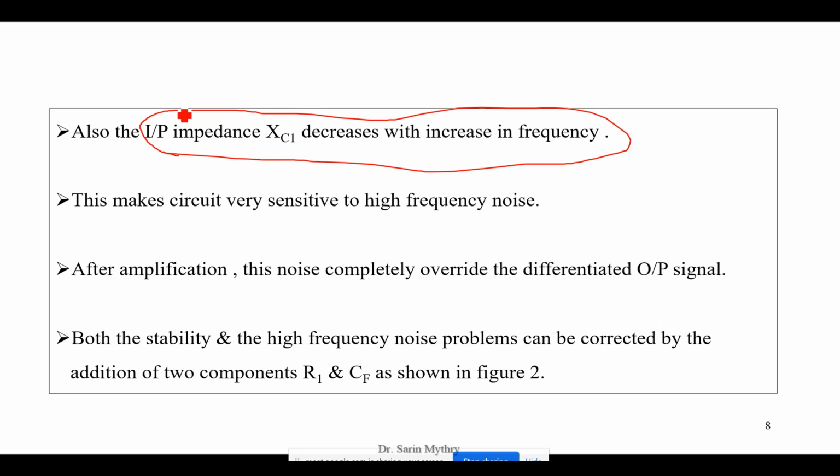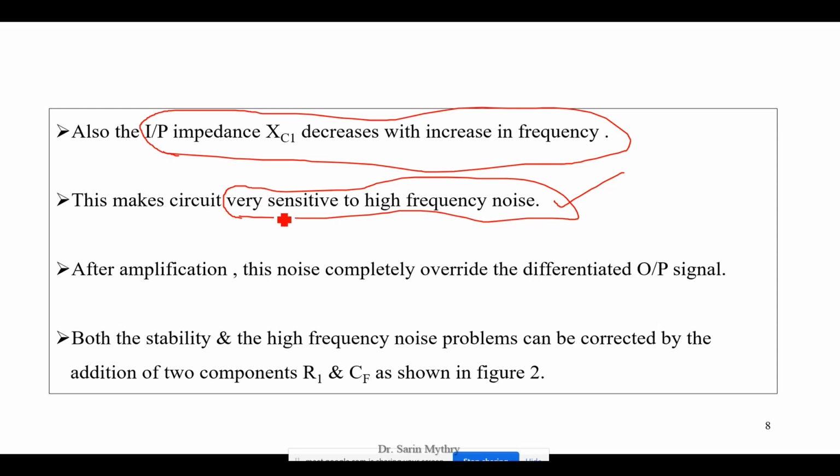So what happens if the input impedance decreases with increase in frequency? The circuit is very sensitive to the high frequency noises. Whenever this condition happens, the circuit becomes very sensitive, which means high frequency noises can easily be added at the input. So that's why this is another problem.